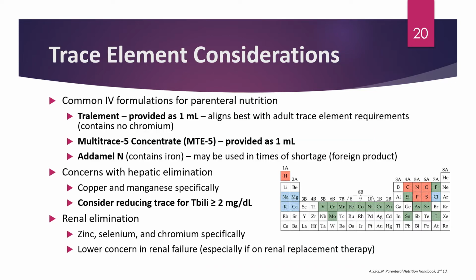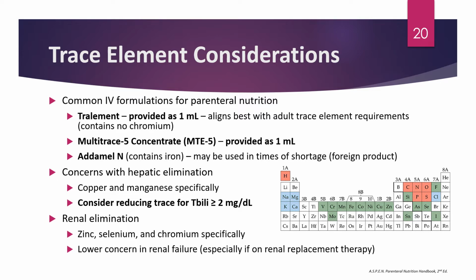So, other trace element considerations. Usually what we have available in terms of the common ones for parenteral nutrition are Trace Mint, which is a newer product, and Multitrace-5, which has been basically the most common product up until around this time. Both of those are provided typically as 1 mL requirements, depending on if you have the concentrated version of Multitrace or the unconcentrated version, which may actually be a higher milliliter amount.